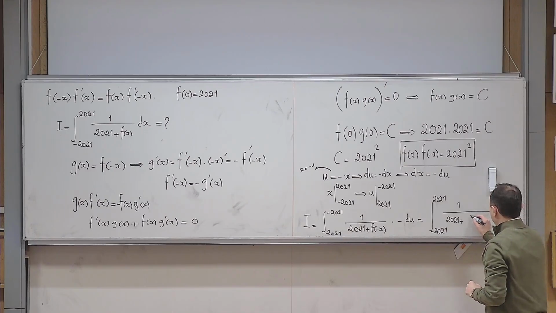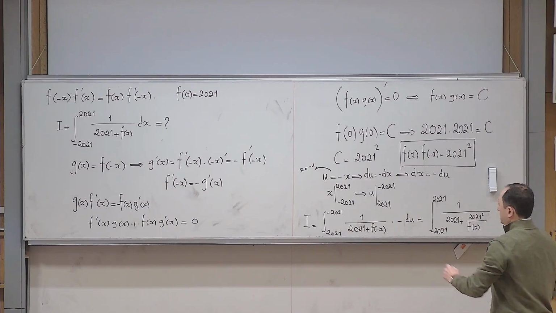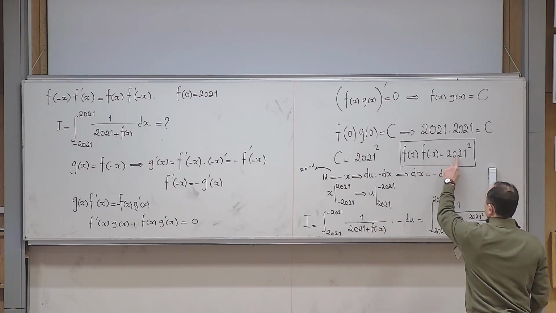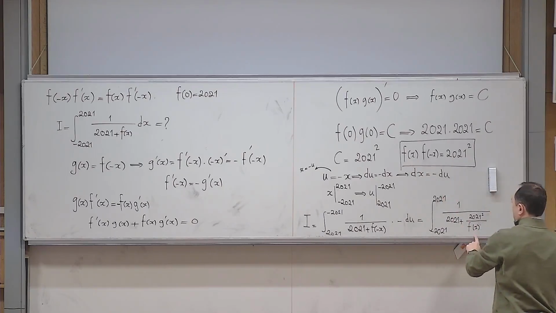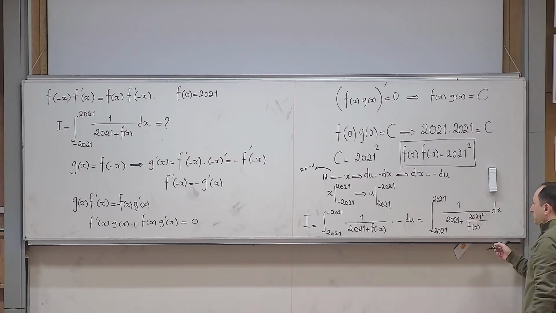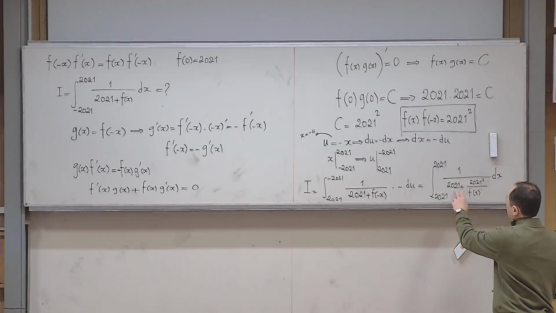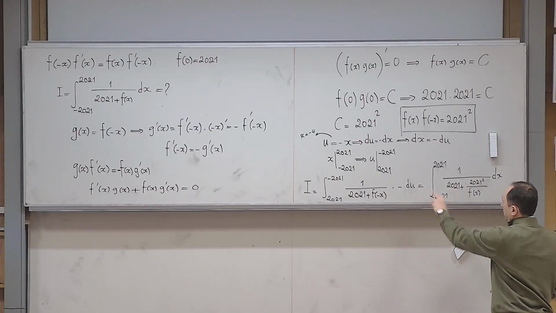So this means that here I can write 2021 squared divided by f of x. Yes, f of minus x is this number divided by f of x. And then I will have my dx. Then I try to simplify this a little bit. For example, I can factor a 2021 out from my integral.